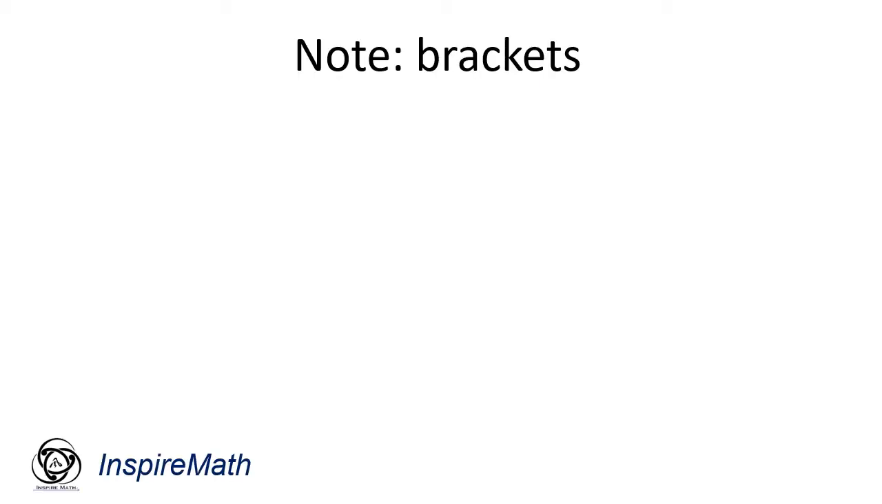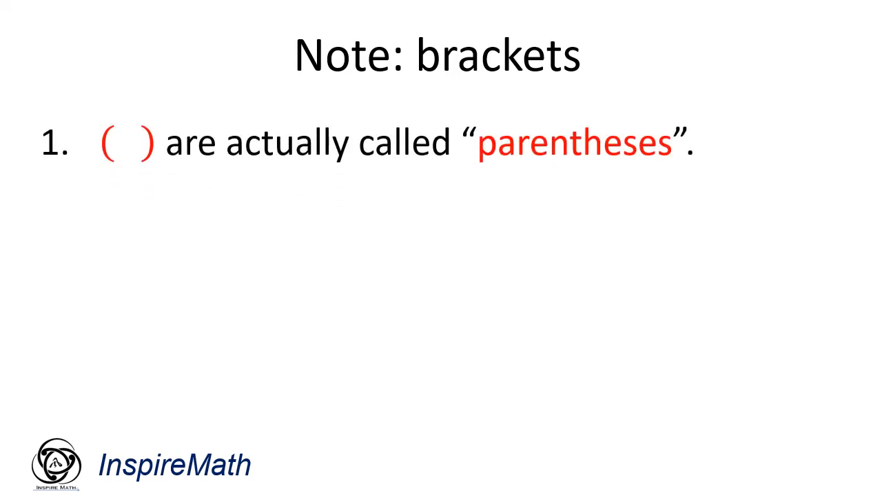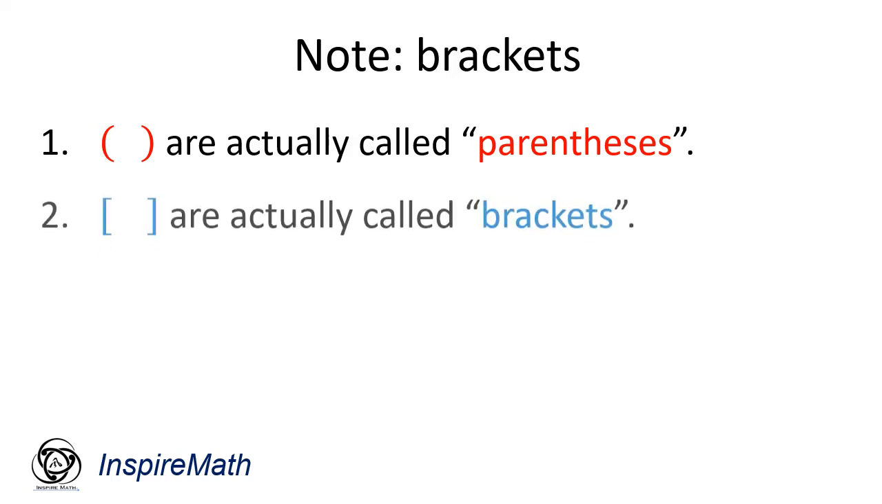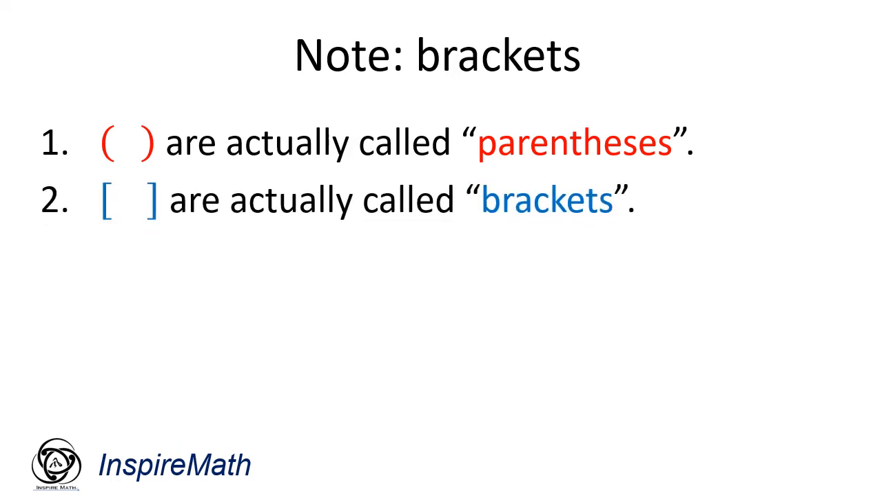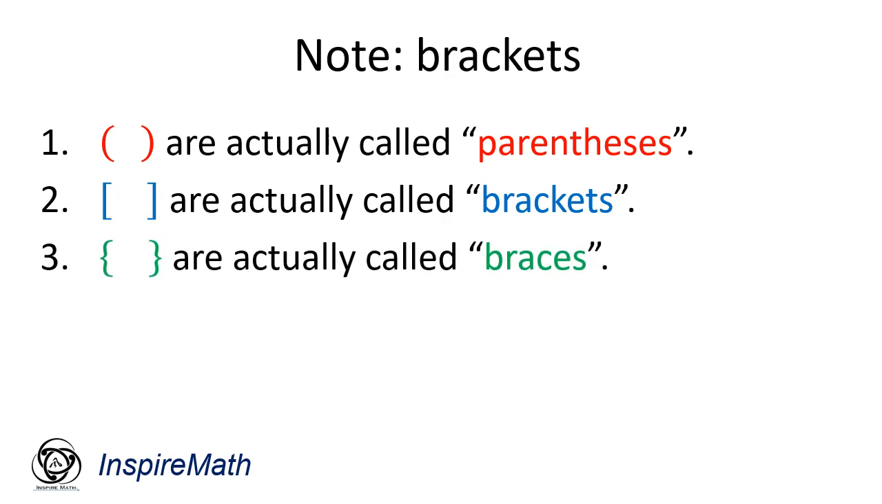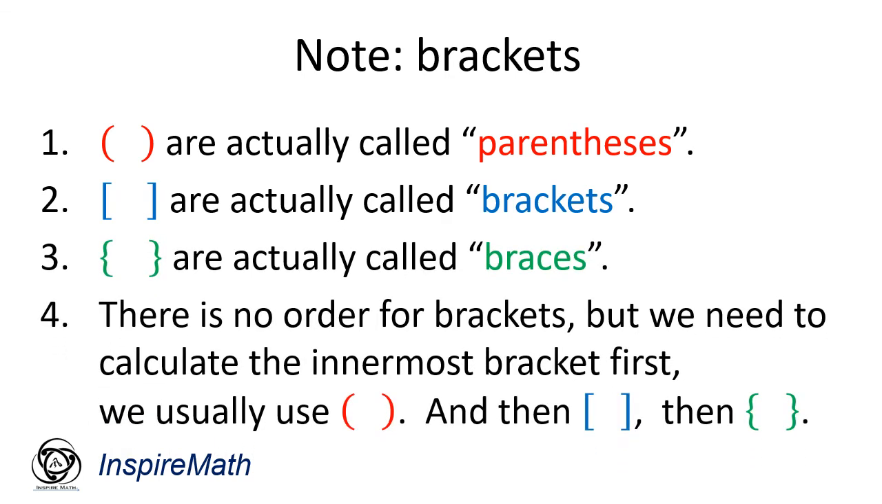Now let's review brackets. Do you know the 3 kinds of brackets? We normally use the round brackets, but they are actually called parentheses. The square brackets are called brackets, and the squiggly brackets are called braces. There is no order of brackets, but we need to calculate the innermost brackets first. We usually use parentheses as the innermost bracket, and then brackets, and then braces.